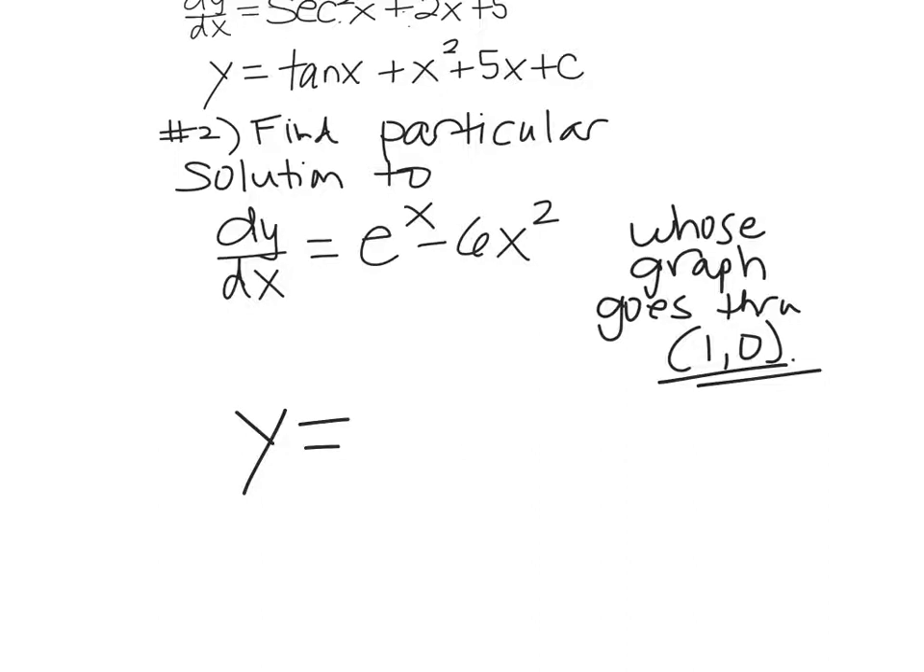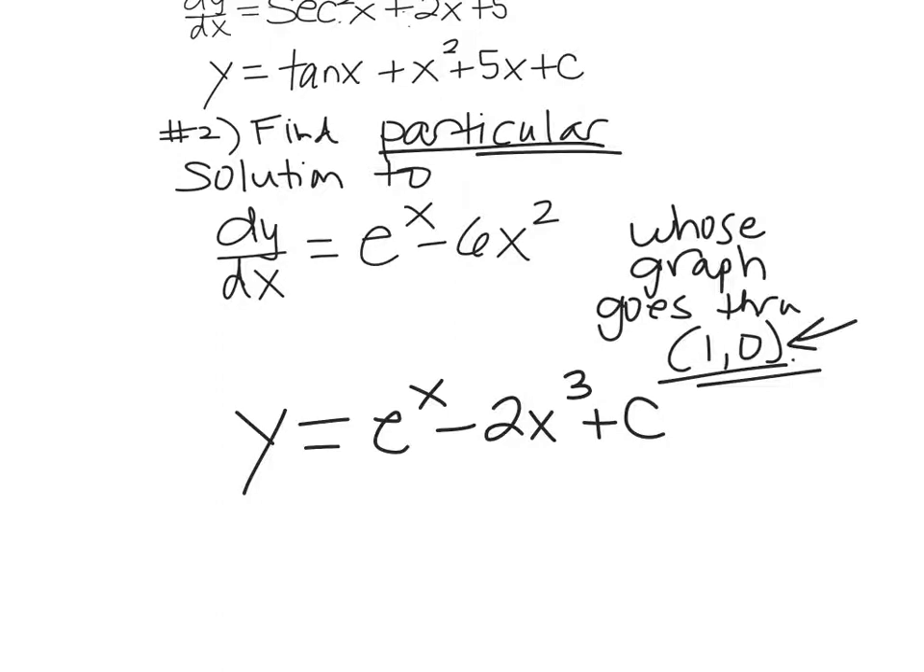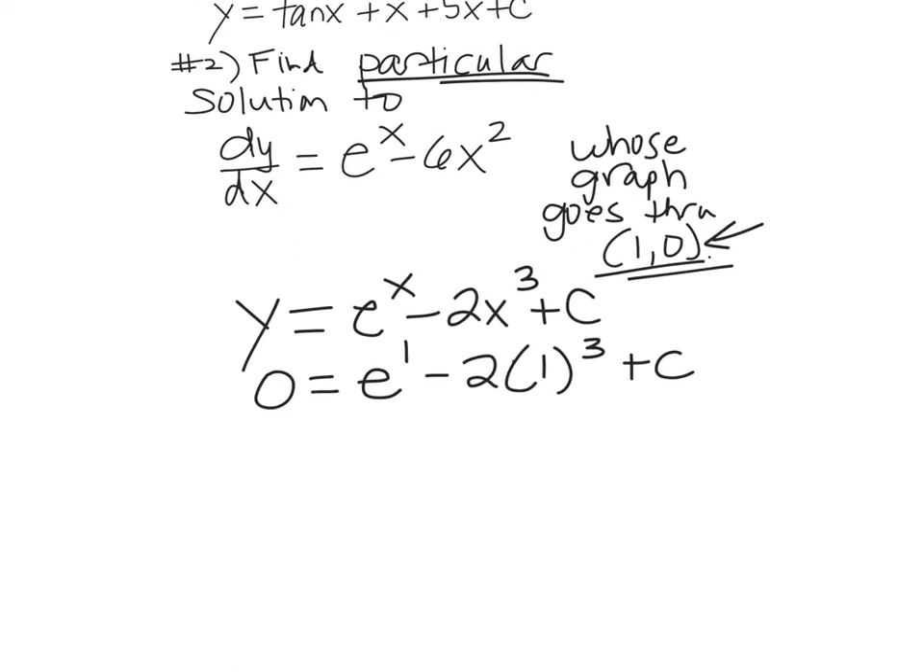All right, so what's the antiderivative of e to the x? E to the x, good. And negative 6x squared is? Good, negative 2x cubed, and then plus c. Okay, but we want the particular solution. This is all the solutions, but we want the one and only one that will go through the point 1, 0. So you plug 0 in for y, and 1 in for x. 2 times 1 cubed. And then, just leave it in terms of e.